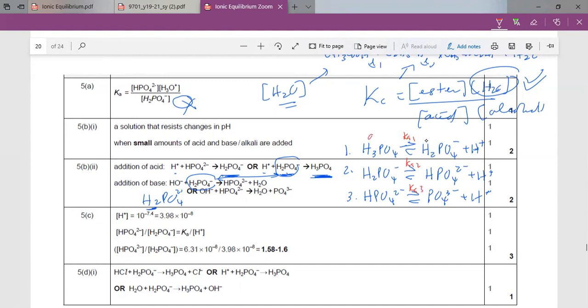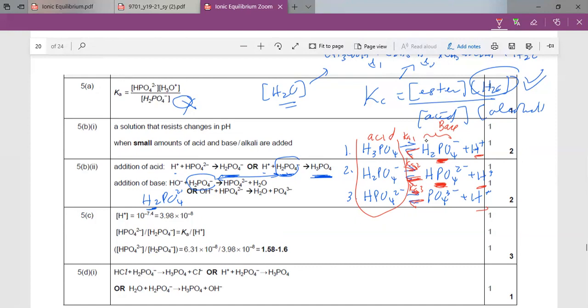So all these here are acids, because they are proton donors. All these here are bases, because they can go backwards and act as proton acceptors. So if it goes backwards here, it acts as a base. If it goes forward here, it acts as an acid. Same thing for this one here. So remember, they are interchangeable, depending on what they are going to act with.